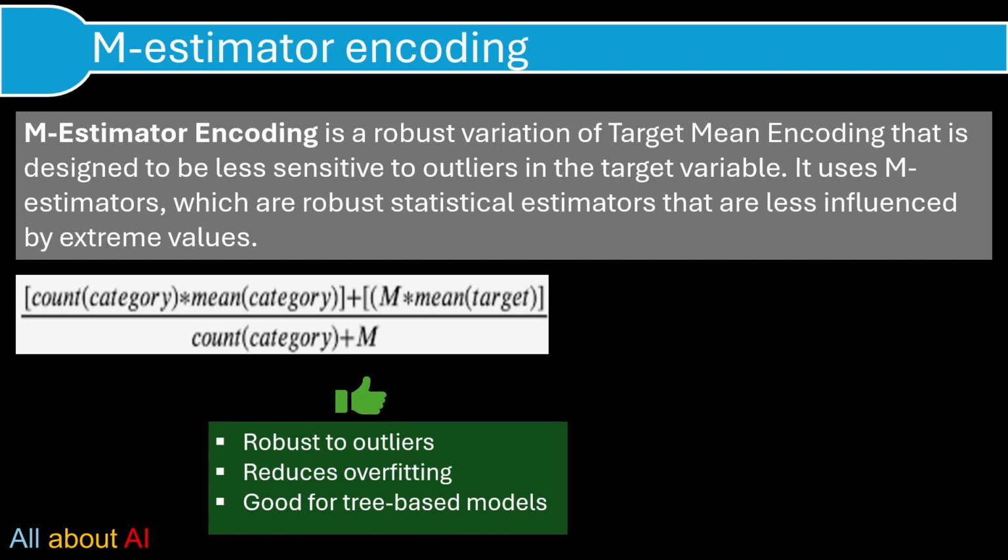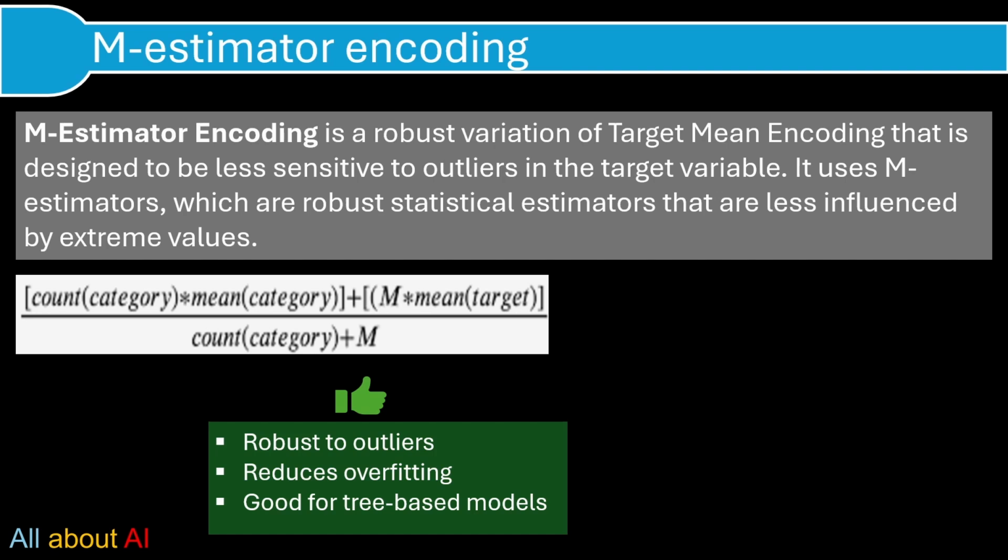Now, what are its advantages? It is robust to outliers, as I highlighted, reducing overfitting in datasets where some categories appear infrequently. M-estimator encoding helps to stabilize the encoded values by smoothing them towards the overall mean, thereby preventing overfitting to rare categories.